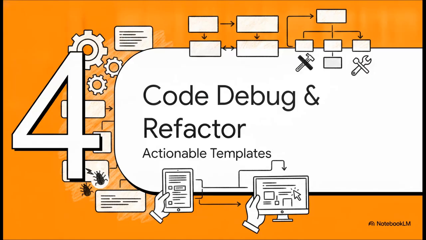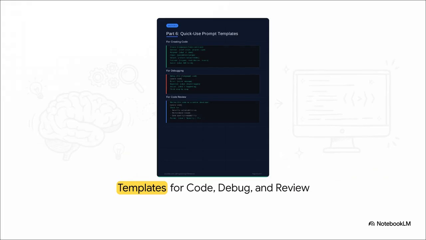Section 4. Code, debug, and refactor. Let's look at some actionable templates. Using quick-use templates saves you an immense amount of mental overhead. Take debugging, for example. You shouldn't just paste broken code and complain to the AI. You need to clearly dictate the exact error message, what expected behavior you wanted, and what the actual behavior was. Oh, and of course, throw in our favorite phrase, think step by step.